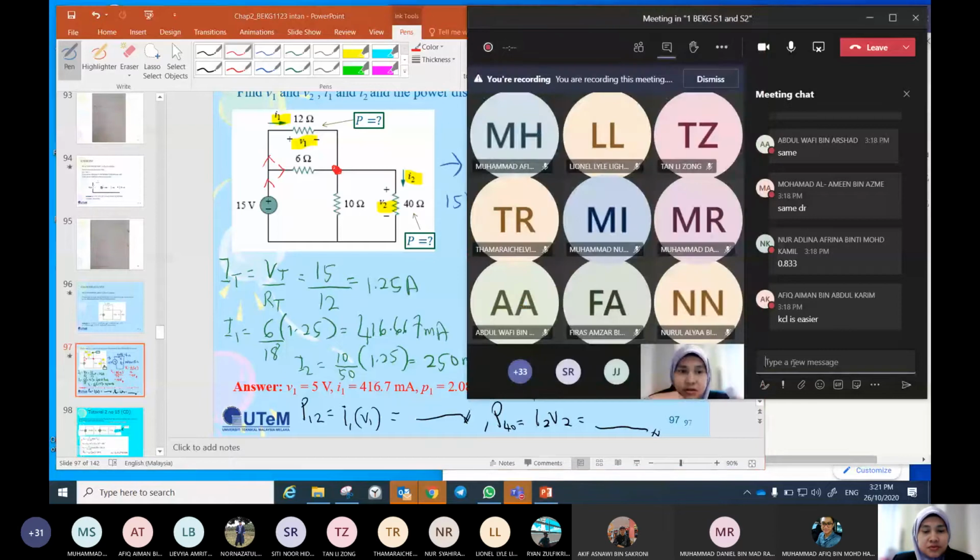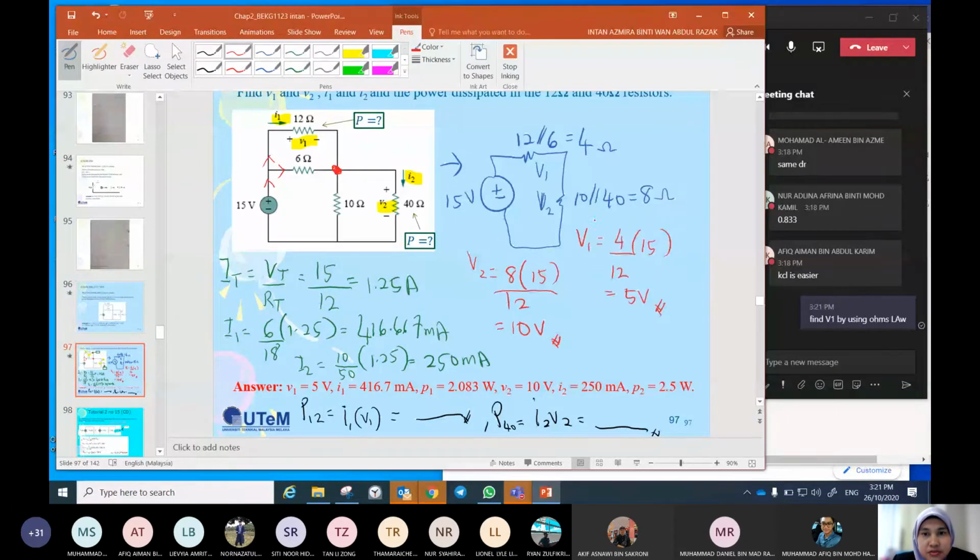Now find V1 by using Ohm's law. Did you get the same answer as the voltage divider principle? You must get 5. 12 multiplied by 416.66.